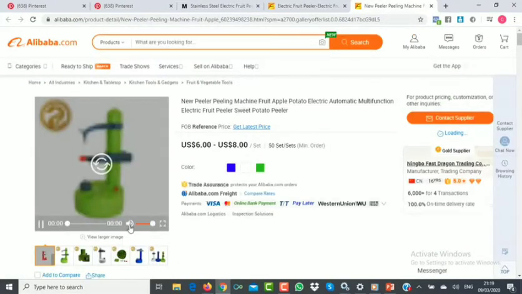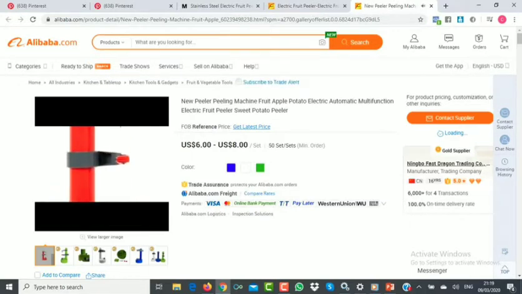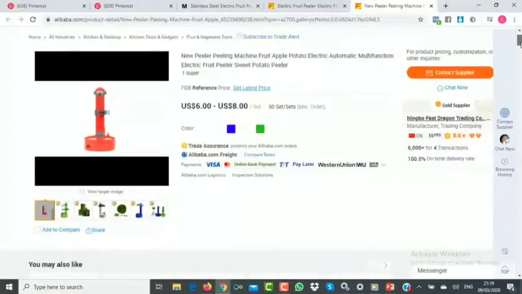Hope this doesn't have sound. Let me cue the sound first. Okay, this particular product works with the same price range that we are working with.